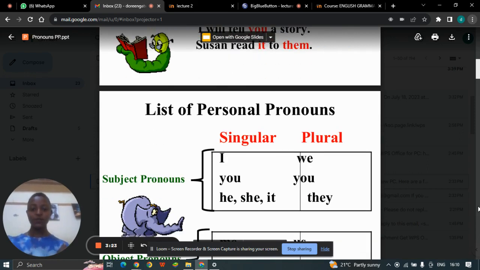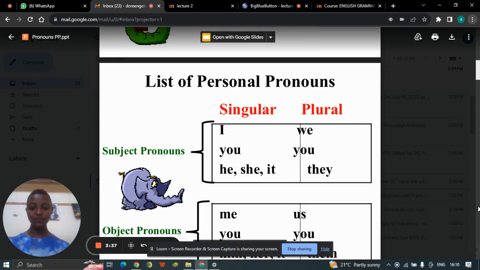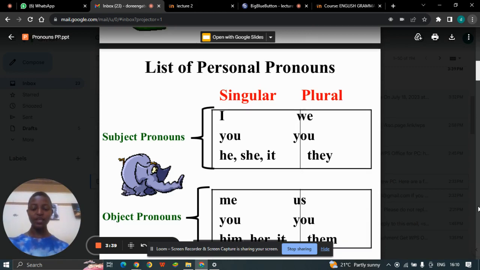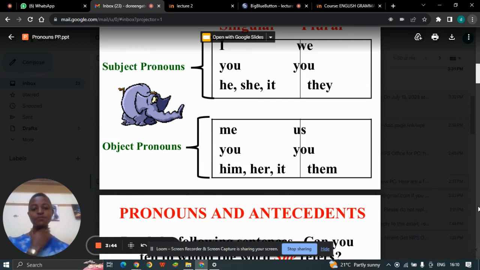So, the list of personal pronouns. You have subject pronouns, singular and plural. In the singular you have I, in the plural you have we. You does not change in plural or singular form. He, she, it are singular, then they is plural. For object pronouns, you have me in singular and us in plural. You does not change, either as object or subject, singular or plural. Then him, her, it in singular, and in plural we have them.